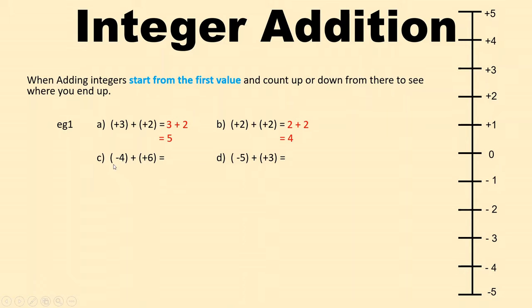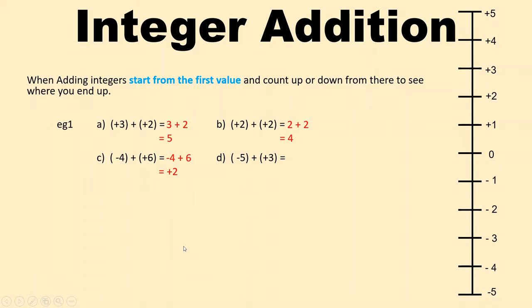For question C, now I'm starting at a negative number. I'm starting down here at negative 4. Because I'm adding positive 6, I'm going up 6. So that's 1, 2, 3, 4, 5, 6. So this time, although I started with a negative number, negative 4, adding a larger positive number to it was big enough to take me out of the negatives and into the positives. Negative 4 plus 6 is positive 2.